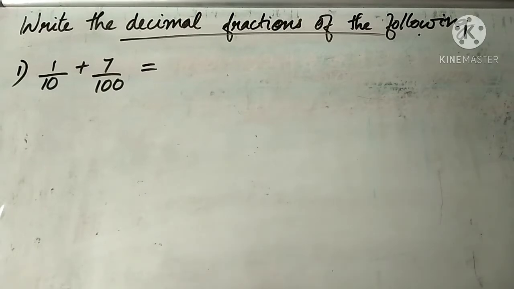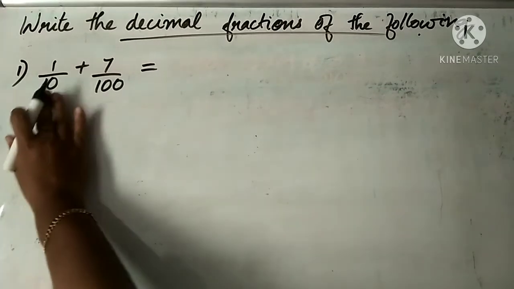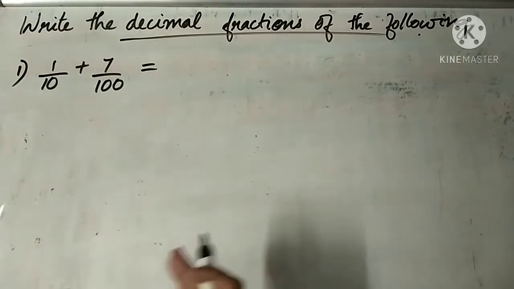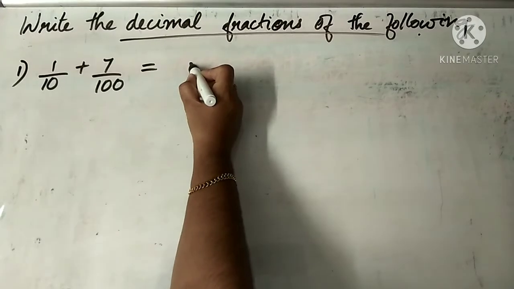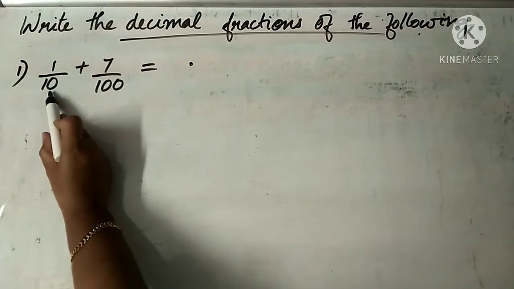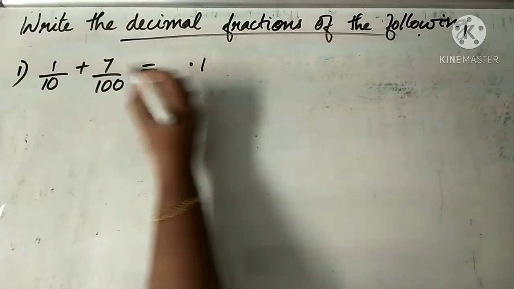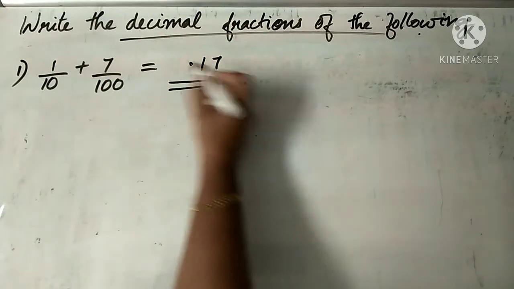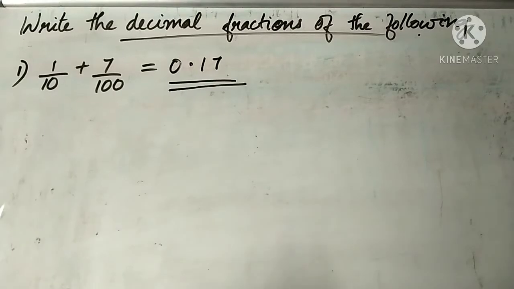First question, 1 by 10 plus 7 by 100. Here the 10th and 100th places are given, so these numbers come after the decimal point. So we put the decimal point. 1 comes in the 10th place, so 1. 7 comes in the 100th place, 7. So the answer is 0.17.